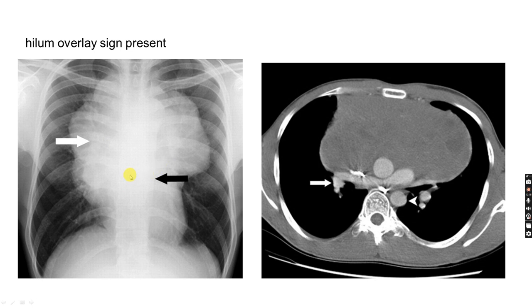We saw why it is anterior, because the hilum overlay sign is present. So the lesion has to be either anterior or posterior. And why it is mostly anterior: because the posterior line, the descending thoracic aorta border, is well seen, so it is preserved. So mostly the lesion is in the anterior mediastinum. We can confirm it by the lateral chest radiograph, and obviously CT we have to do in the mediastinal lesions.